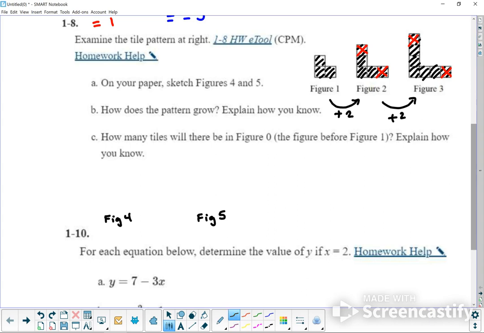So figure 3 has 4 along the bottom and 4 on the side. So I have 1, 2, 3, 4. 1, 2, 3, 4. And then all I'm going to do is add 2 more. So add 1 more on the bottom and add 1 more on the column. And that's figure 4 because we're really adding 2 more right there and right there. So that's what we're adding.